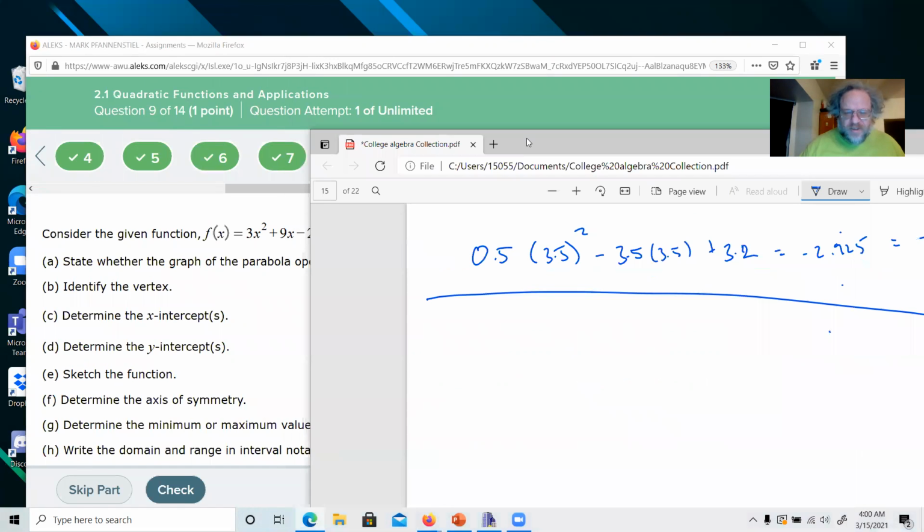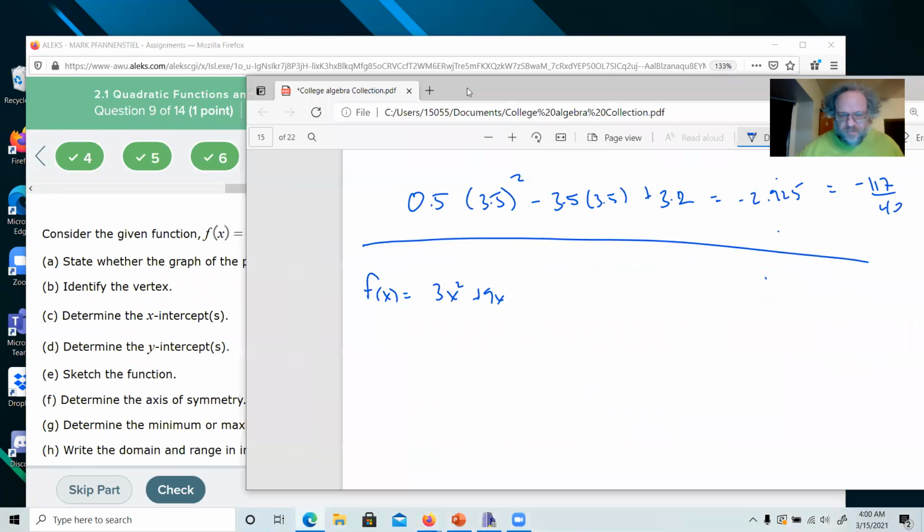Here's our function. f of x is equal to 3x squared plus 9x, and what do we have here? We have minus 2. Here's another one where we have a gazillion parts. To state whether the graph opens up or down. Up, down. Well, what's my coefficient? Is it positive or negative? 3 is positive. We open up.